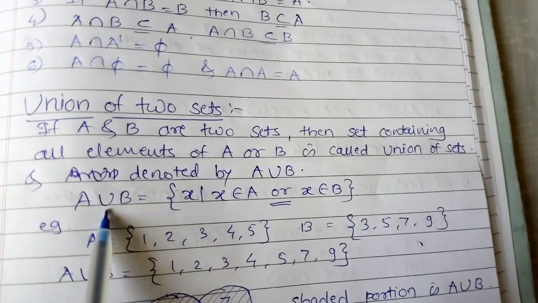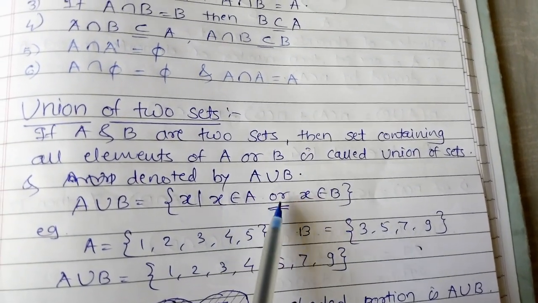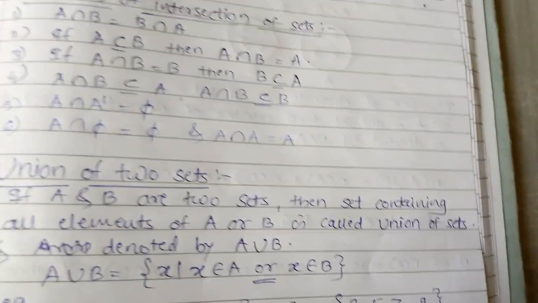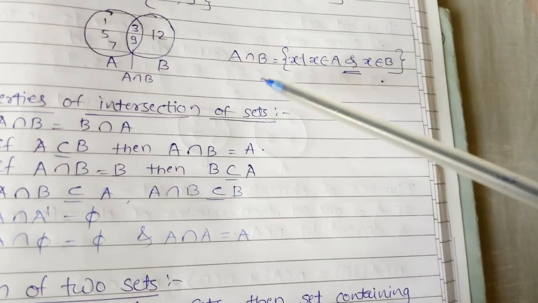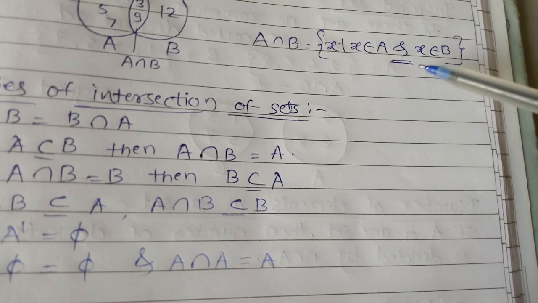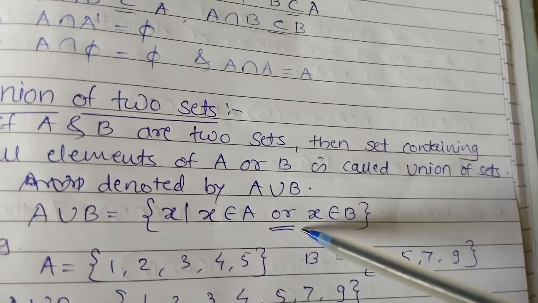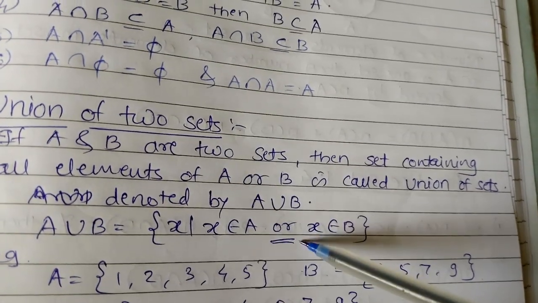The symbolic definition, that is A union B, is the set of all x such that x belongs to A or x belongs to B. See both the definitions here. The intersection का definition है, यहाँ पे हमने and use किया है, और union का है उसमें हमने or ये word use किया है.